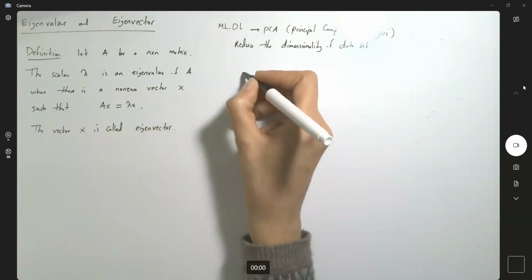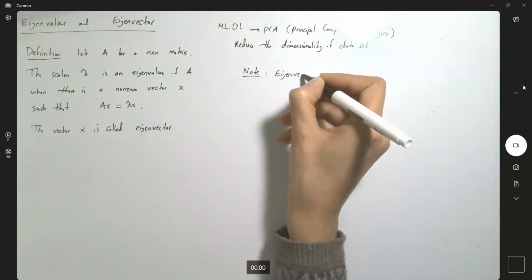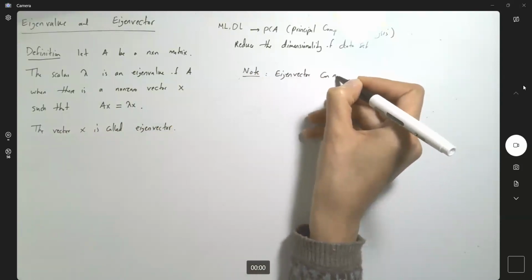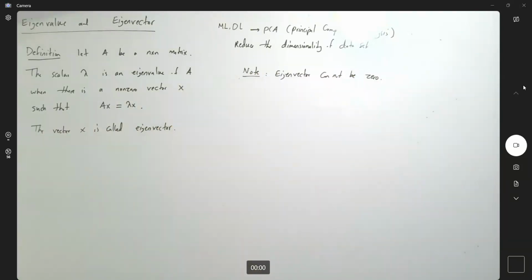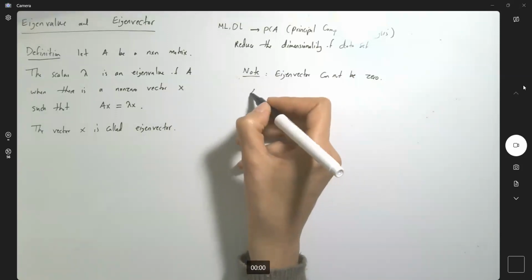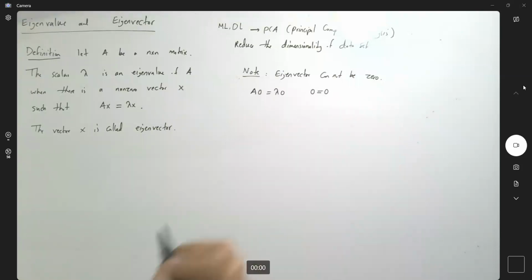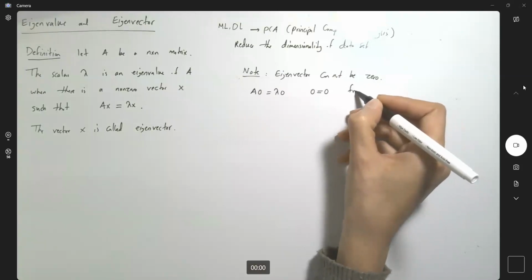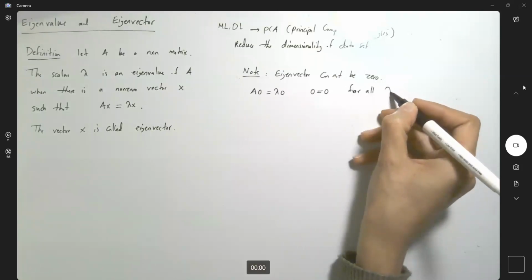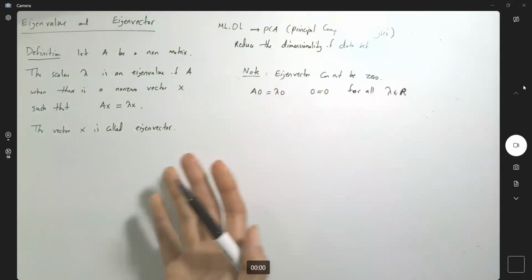Just a quick note for you. Eigenvector cannot be zero. Why is that? Because you get A times 0 always equals lambda times 0, so 0 is always equal to 0. It's 0 for all real values like lambda. So there is no way you can solve this equation.